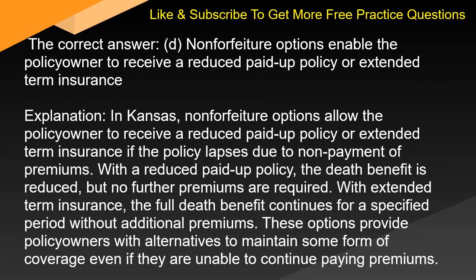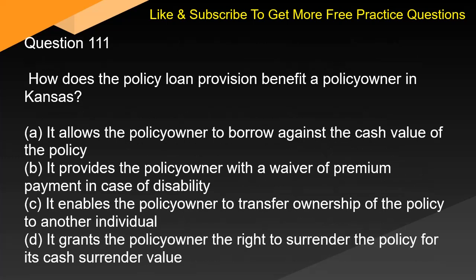The correct answer: D. Non-forfeiture options enable the policy owner to receive a reduced paid-up policy or extended term insurance. Explanation: in Kansas, non-forfeiture options allow the policy owner to receive a reduced paid-up policy or extended term insurance if the policy lapses due to non-payment of premiums. With a reduced paid-up policy, the death benefit is reduced, but no further premiums are required. With extended term insurance, the full death benefit continues for a specified period without additional premiums. These options provide policy owners with alternatives to maintain some form of coverage even if they are unable to continue paying premiums. Question 111. How does the policy loan provision benefit a policy owner in Kansas?